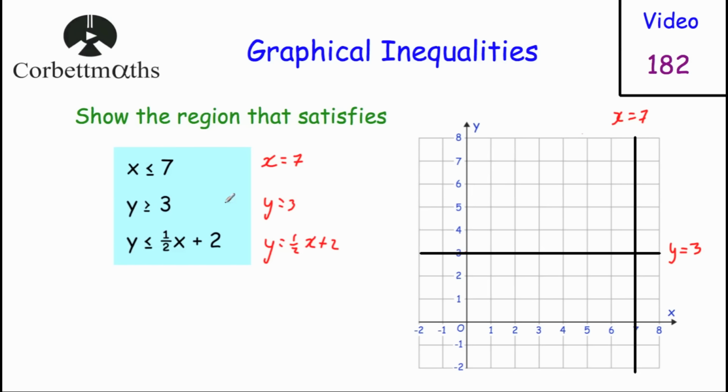So what we've done is I've just taken the inequalities we've been given, changed all the inequality signs to equals, and we're just going to draw those lines to begin with. So we're going to draw this line of y equals a half x plus 2. So I'm going to do an xy table, x and y, and choose some values for x.